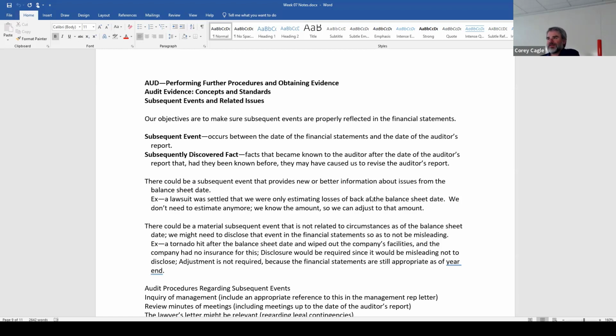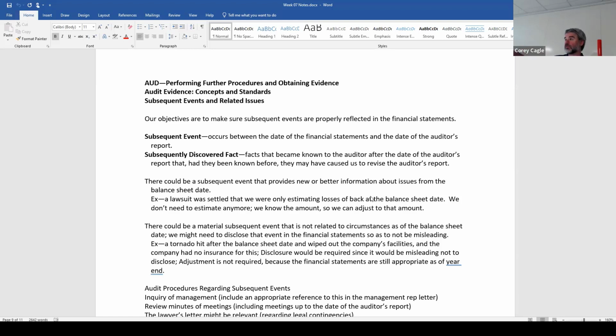So that's one thing, and that's easy. It's like, hey, this is in the financial statements. Hey, new information about that thing that's in the financial statements. Let's fix it, right? Okay, another possibility could be some big event that happened that's not related to something in the financial statements themselves. So we don't have to go back and adjust them because it's a new thing that happened after the balance sheet date, like a tornado or an earthquake that wipes out the facilities.